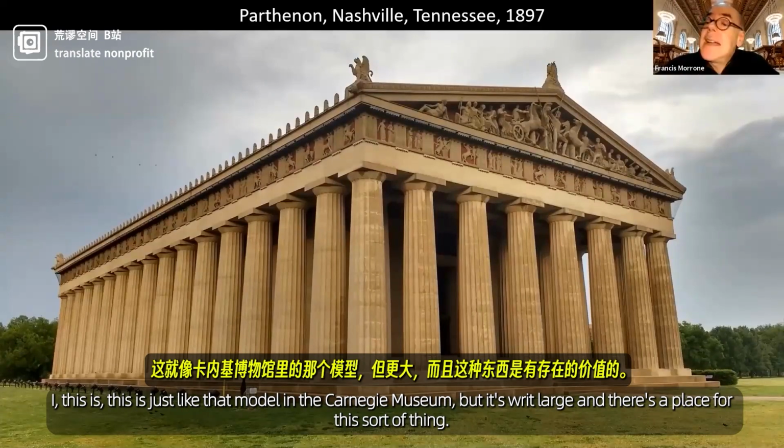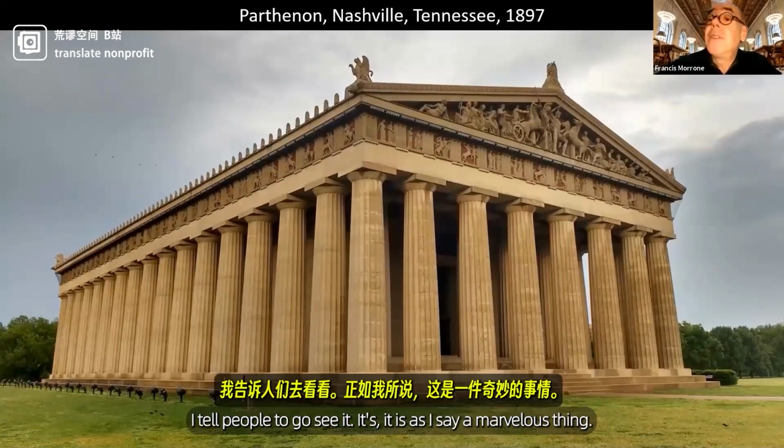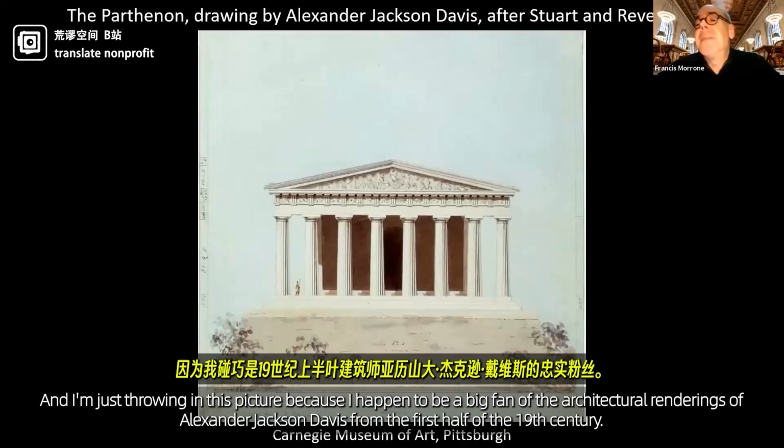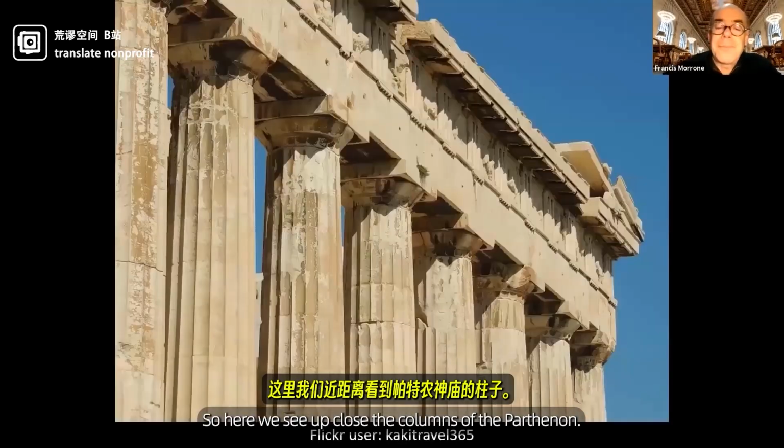This is just like that model in the Carnegie Museum, but it's writ large, and there's a place for this sort of thing. So I don't chuckle at the Nashville Parthenon at all. I tell people to go see it. It is, as I say, a marvelous thing, and I'm just throwing in this picture because I happen to be a big fan of the architectural renderings of Alexander Jackson Davis from the first half of the 19th century, and he drew this lovely picture of the Parthenon.